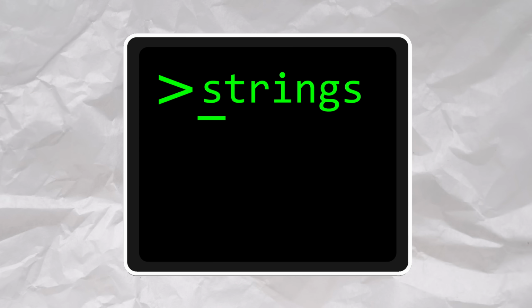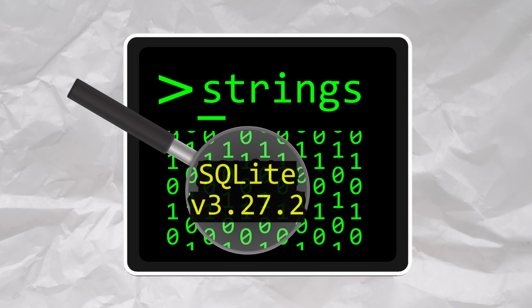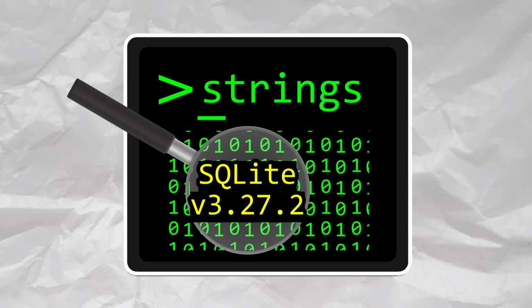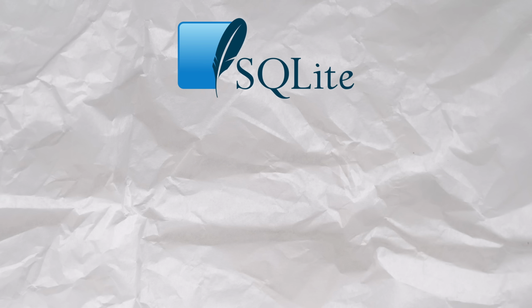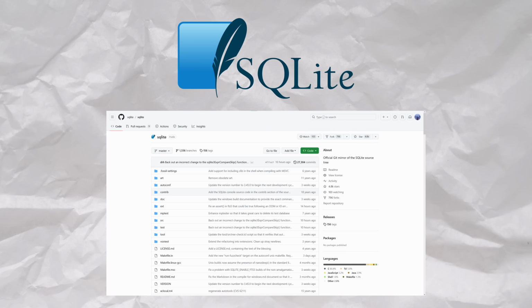Using the strings command, we can actually figure out that SQLite version 3.27.2 has been compiled into the application. Luckily for us, SQLite is open source, and its entire codebase is publicly available on GitHub.